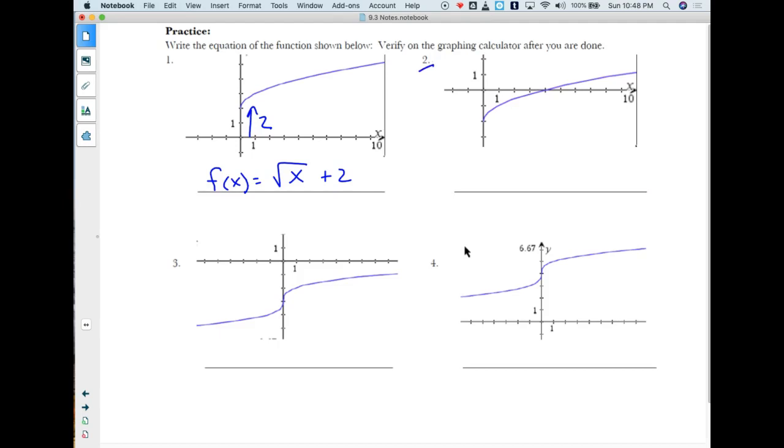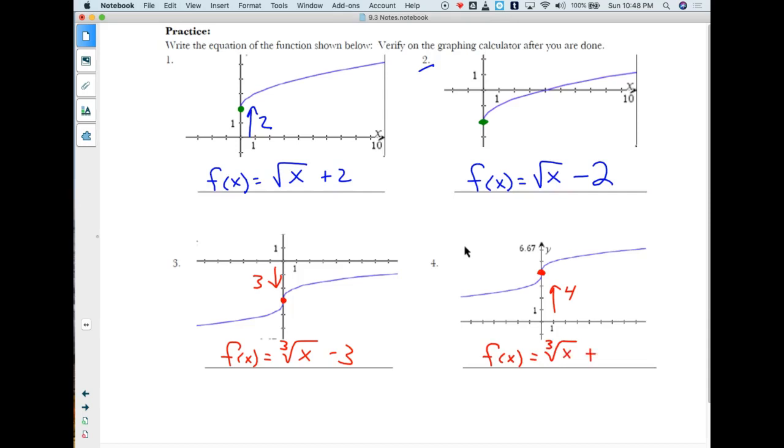Number 2, my hook didn't move left or right. Because it didn't move left or right, there's nothing under the root with it, but it did slide down 2 units, my starting point, so that's why I went down. Okay, I'm looking at my starting points, and I'm placing them in there. If it's vertical, it's outside, same as the sine. I'm looking at my starting points for my cubed roots. My starting points, that's the middle of the squiggle on these guys. That was down 3. So that's f of x equals, it's a cubed root of x minus 3. This one is up 4. So that's f of x equals cubed root of x plus 4.